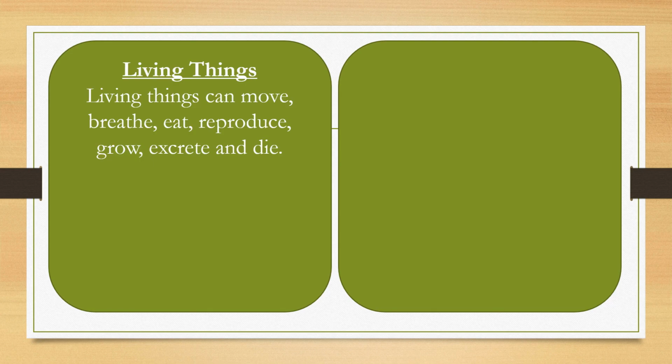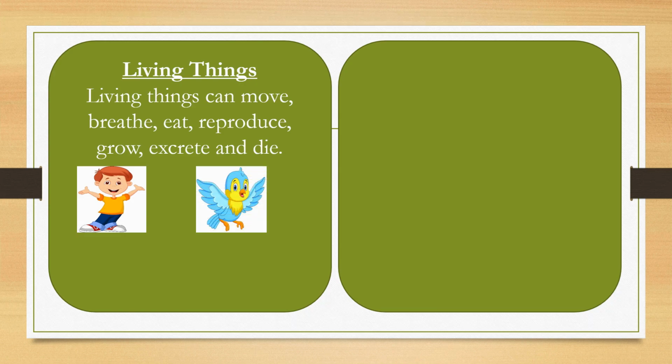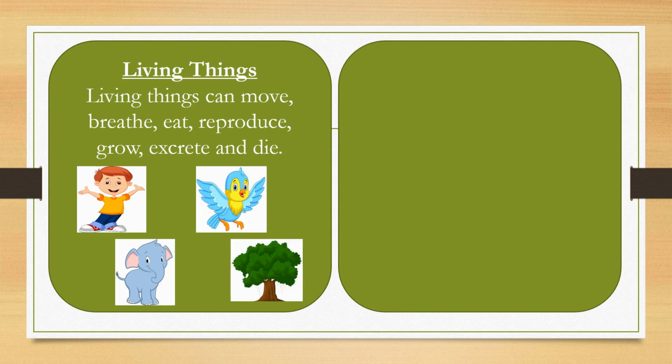Living things. Living things can move, breathe, eat, reproduce, grow, excrete, and die. So let's know about some examples of living things. A human body, a bird, an animal, a tree. These all are the examples of living things.